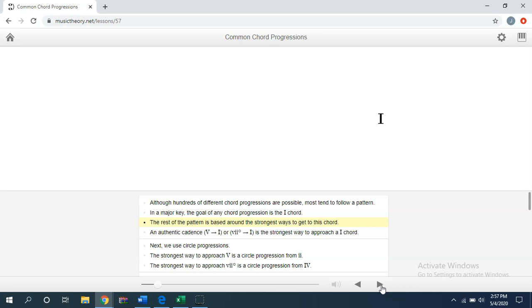Strongest meaning the best sounding or the most pleasing to hear. So an authentic cadence, we're going to talk about cadences later, but for right now, just know there's a thing called an authentic cadence. An authentic cadence is the strongest way to approach a 1 chord. That is either from a 5, a major 5 chord, or a diminished 7th chord. Sorry, I forgot the word there for a minute.